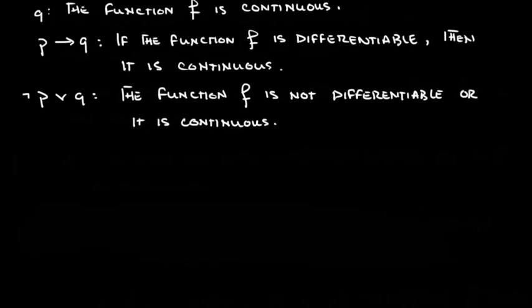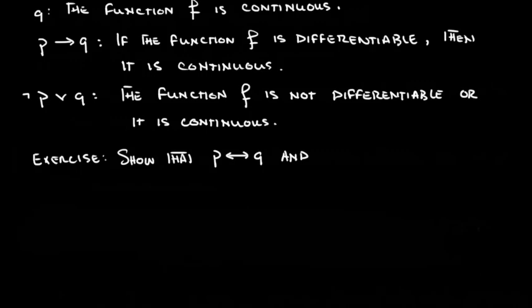So the exercise is, so let me write that exercise. The exercise is show that P is equivalent to Q and P implies Q and Q implies P have the same truth table.